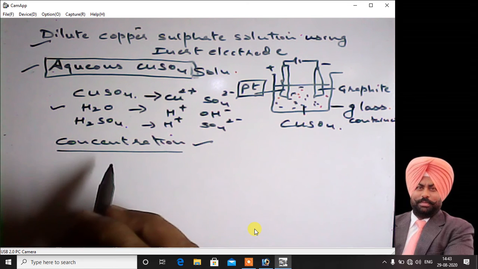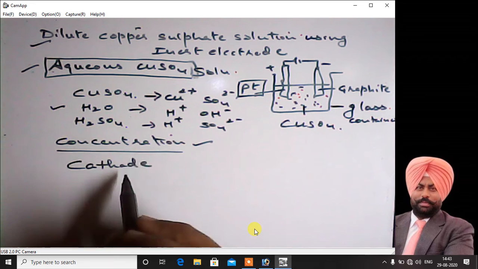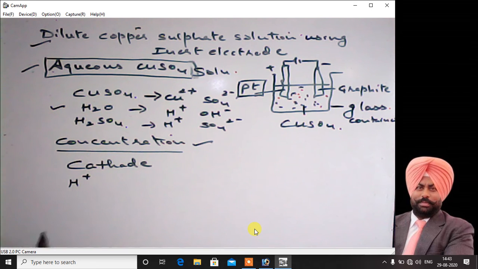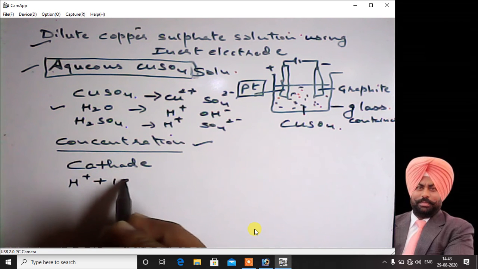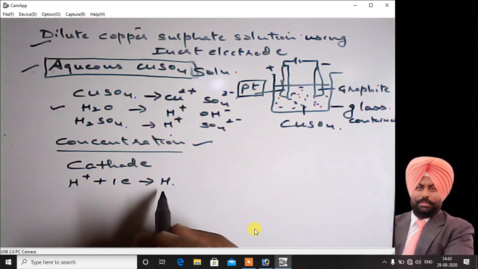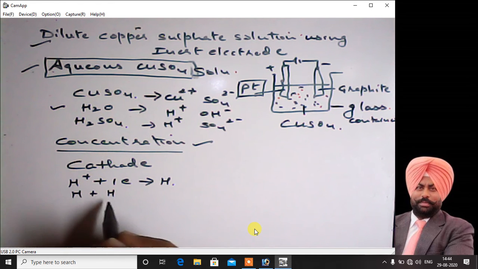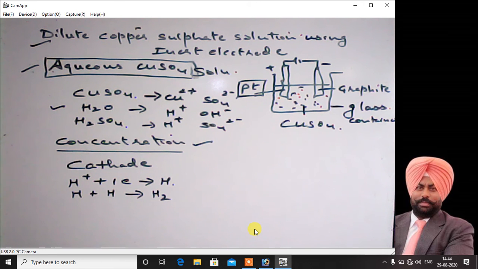So let's see what will happen at cathode and what will happen at anode. So at cathode, we know that H positive will migrate towards cathode. This ion is having deficiency of electron. It will gain one electron and it will form neutral hydrogen atom. This hydrogen atom can't live all alone. Therefore, the hydrogen atom will combine with another hydrogen atom and it will form hydrogen gas. Thus, the product at cathode is hydrogen gas.